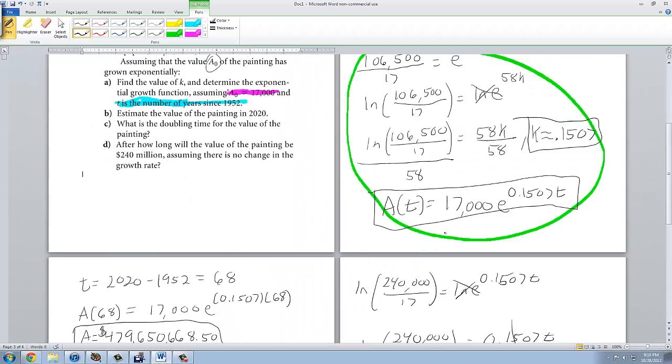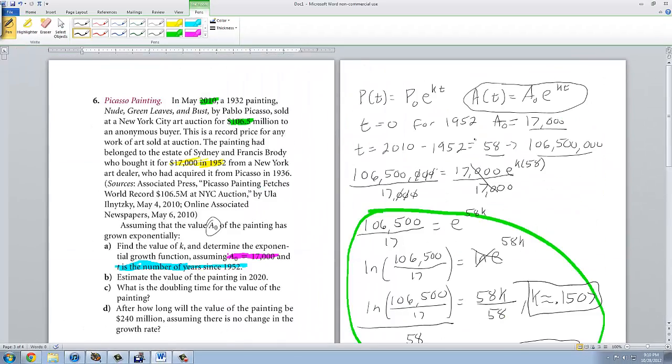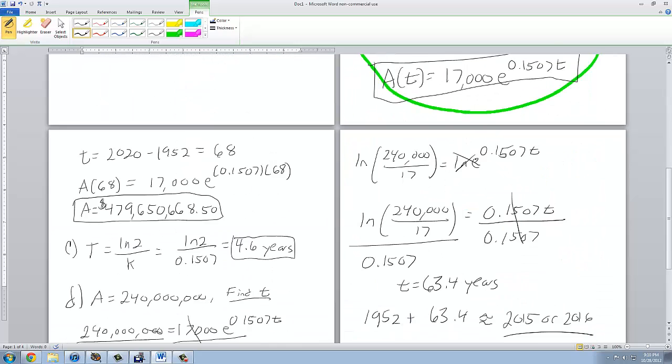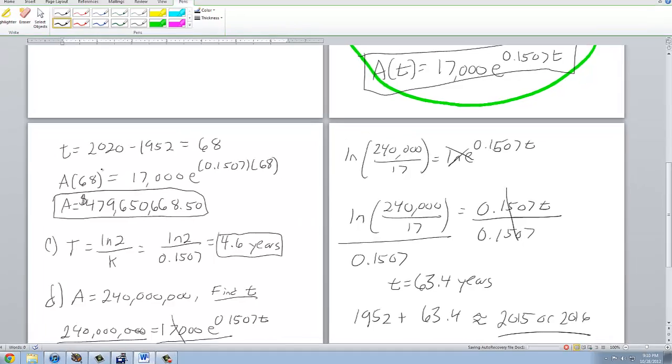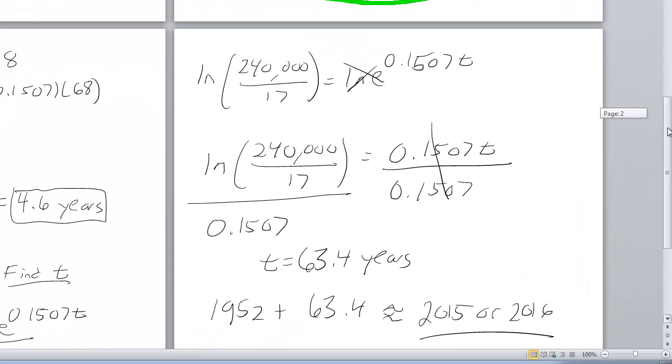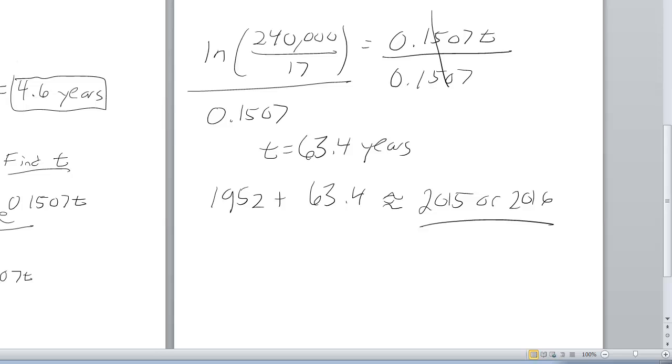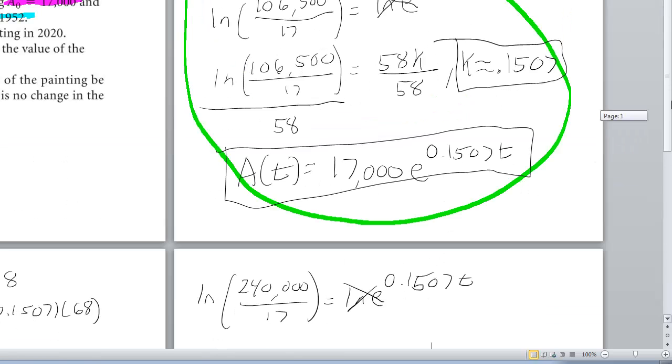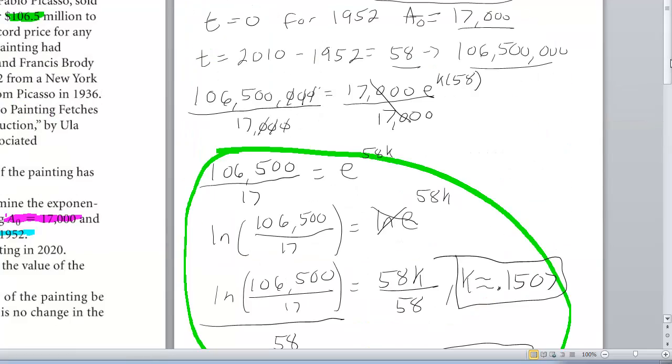So this is a good problem because you had to find k, and you do the same thing for all the problems to find k. Then you had to do an extrapolation. In other words, further into the future, how much would it be worth? That's just plugging in a t. We found a doubling time. And then here, solving for a new value of t, given k with a new amount. So you had to do a lot of problems here, and that's why I think this is a good problem to do.